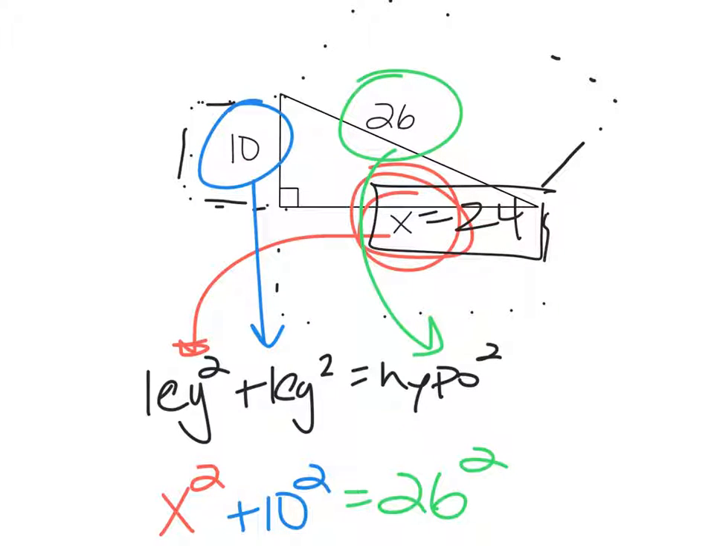I can check that, by the way, by doing 10 squared plus 24 squared, and see if I get 26 squared, which I do. Cool, let's keep going.